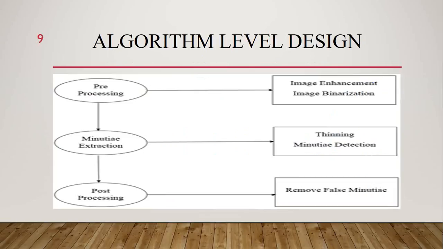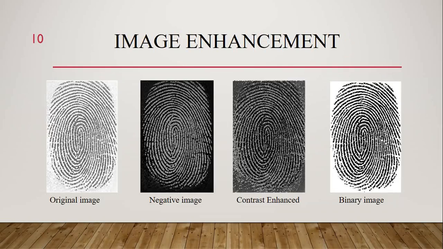This is how the algorithm has been developed for this project: pre-processing, minutiae extraction, and post-processing. First, image enhancement. Image enhancement is a process of adjusting digital images so the result is more suitable for display or further image analysis. For example, you can remove noise, sharpen, or brighten an image, making it easier to identify key features. This is my output result. I got the first original image, then the negative and contrast enhanced image, and finally the binary image output.